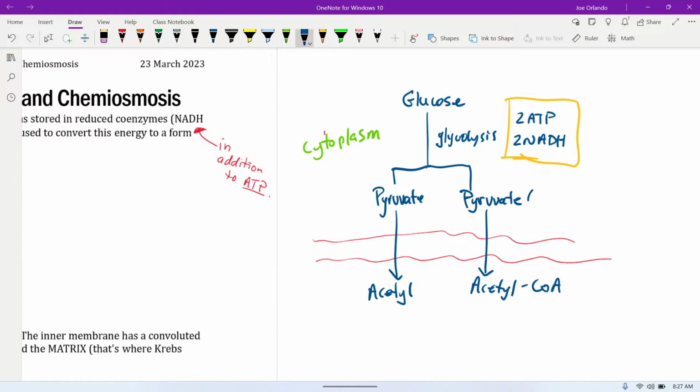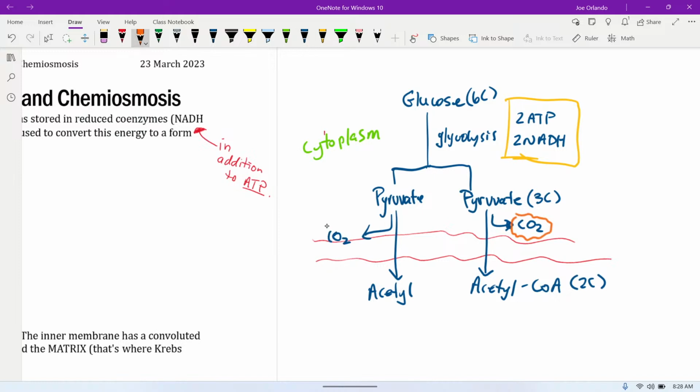Pyruvate had how many carbons? 3 carbons. Glucose had how many carbons? And acetyl has how many carbons? 2. So what happens in the middle here? We lose one in what form? Right, we get rid of CO2. We're going to track those carbons as we go. And do we get energy here? Yeah, we get an NADH in terms of energy.